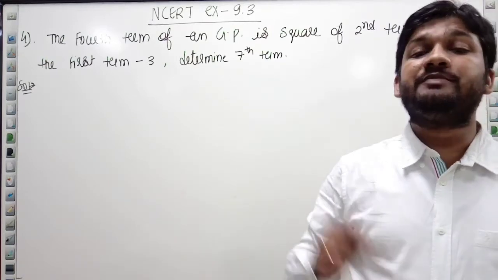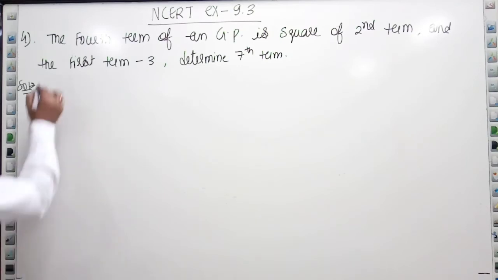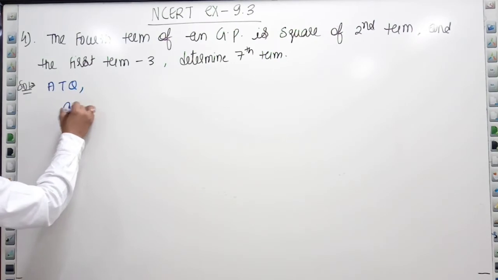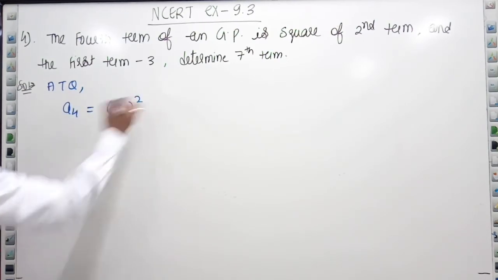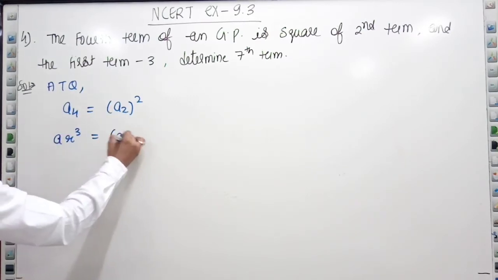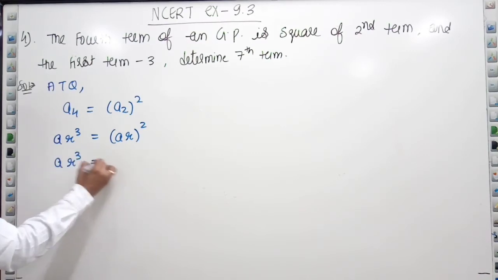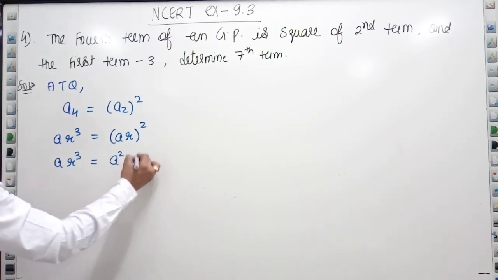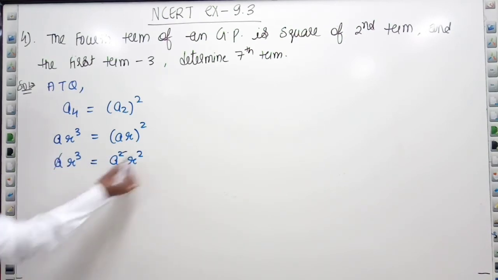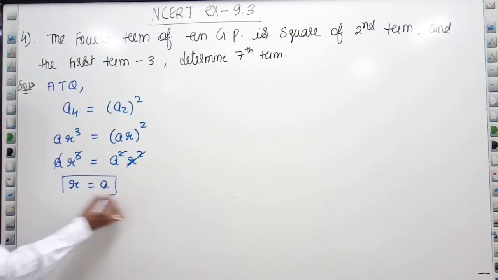The fourth term of a GP is the square of the second term, right? So first I will write the solution according to the question. The fourth term is the square of the second term. What is the fourth term? A R cube. What is the second term? A R, whole square. So A R cube is A square R square. So what will I get here? A and A cancel, R squared and 1 R cancel, R equal to A.